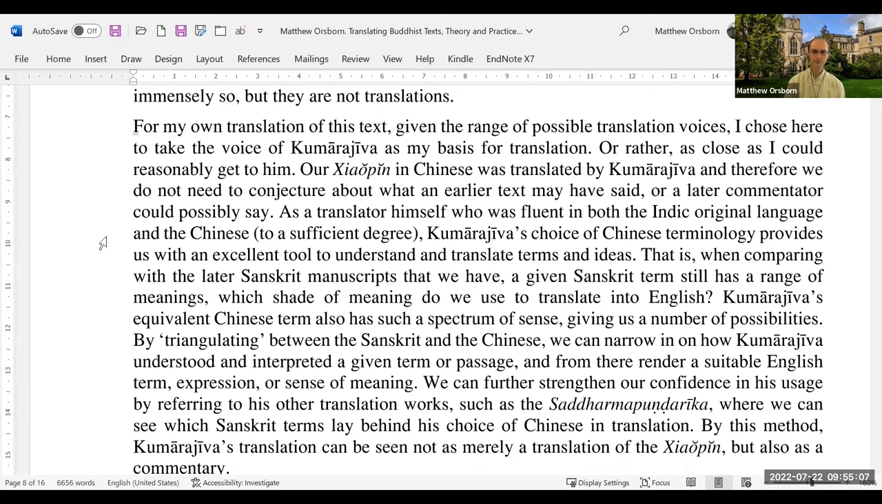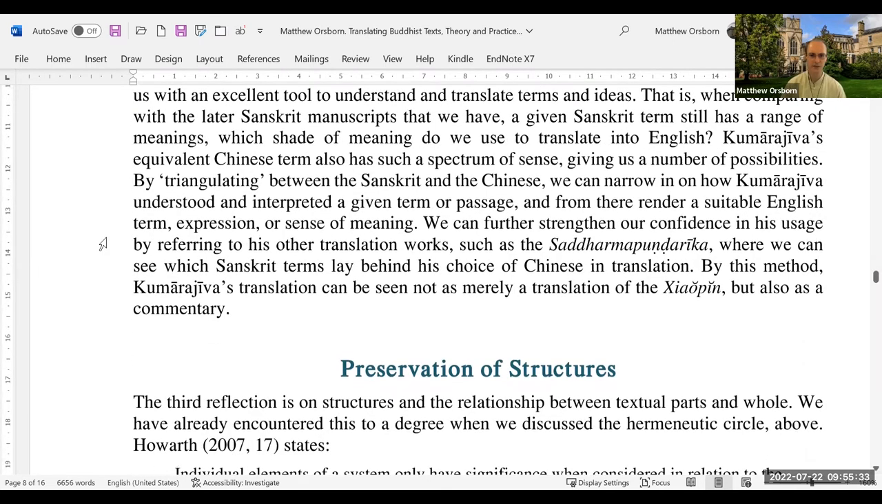So that's to say, when comparing the Xiaoping with the later Sanskrit manuscripts that we have, a given Sanskrit term still has a range of possible meanings. So which shade of meaning do we use to translate into English? Kumarajiva's equivalent Chinese term also has such a spectrum of sense meaning, giving us a number of possibilities again. Now, by triangulating between the Sanskrit and the Chinese, the overlap, we can narrow in on how Kumarajiva understood and interpreted a given term or passage, and from there render a suitable English term, expression, or sense of meaning.